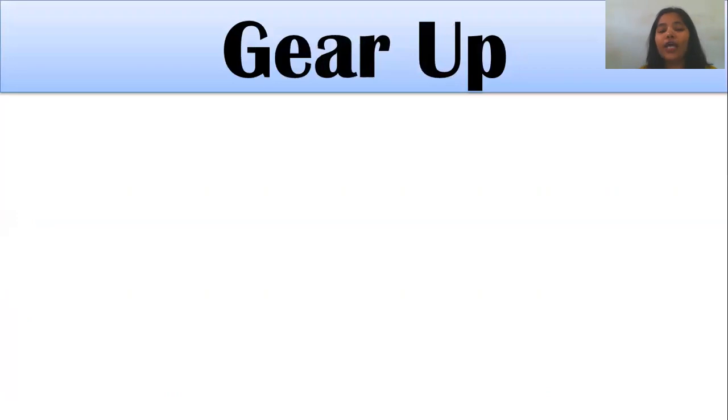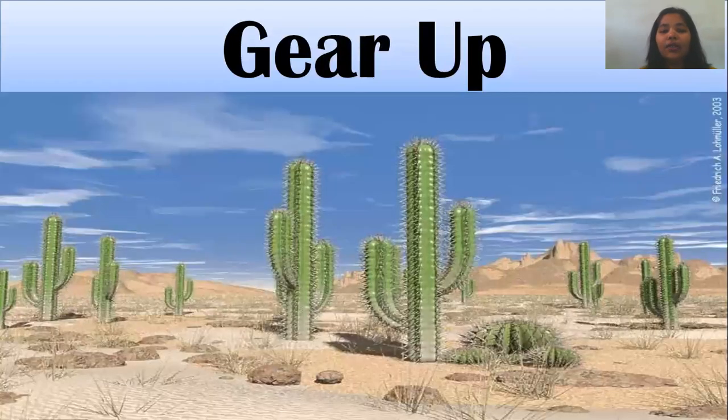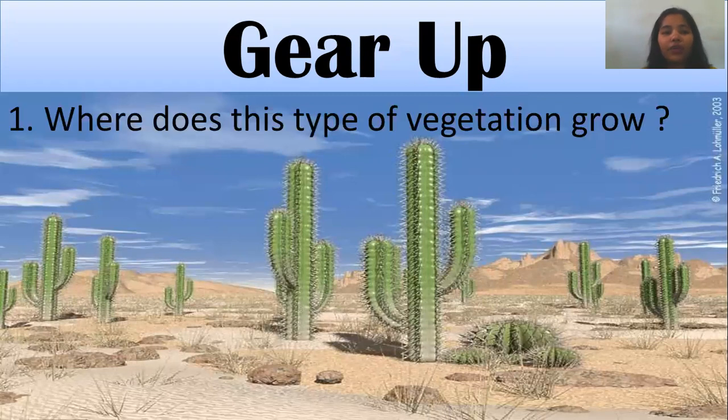Now I would like to start the video with an interesting gear up activity. Students, just look at the picture carefully because I'm going to ask a few questions based on this picture. The first question is, where does this type of vegetation grow? Let's check the answer. The answer is desert, right?